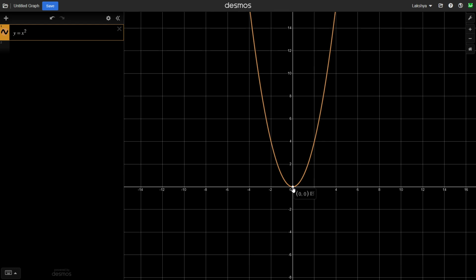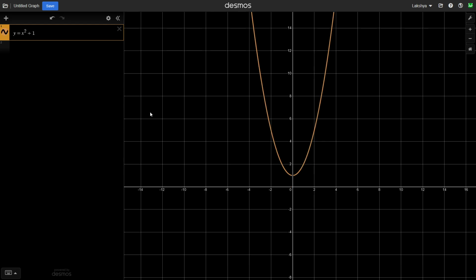So what I want to try to do is see if I can transform the graph up 1 unit. The first thing that comes to my mind is, why don't we just add 1 to the entire function? So that's what I'm going to try here. I'm going to just add a 1 to the x squared. Notice if I add 1 here, our vertex goes from (0, 0) to (0, 1). So it just increases the y value by 1.